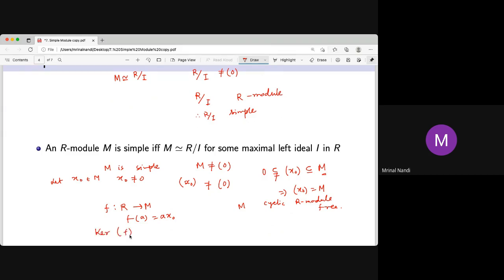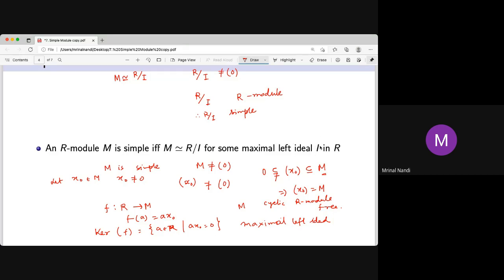Now what is the kernel of this map? Kernel means the set of all a in R such that a x0 is 0. So that means it is the annihilator of x0. And we know in ring theory that the annihilator of x0 is a maximal left ideal. So since the annihilator is a maximal left ideal, this kernel is a maximal left ideal. Number one, we have this.